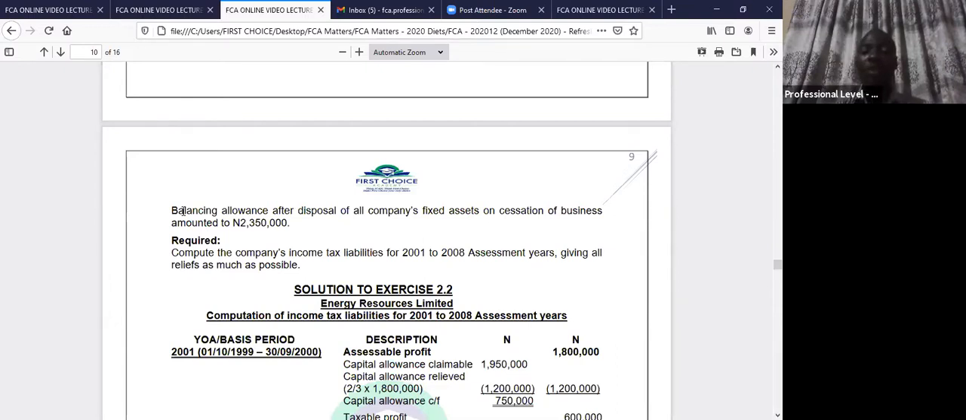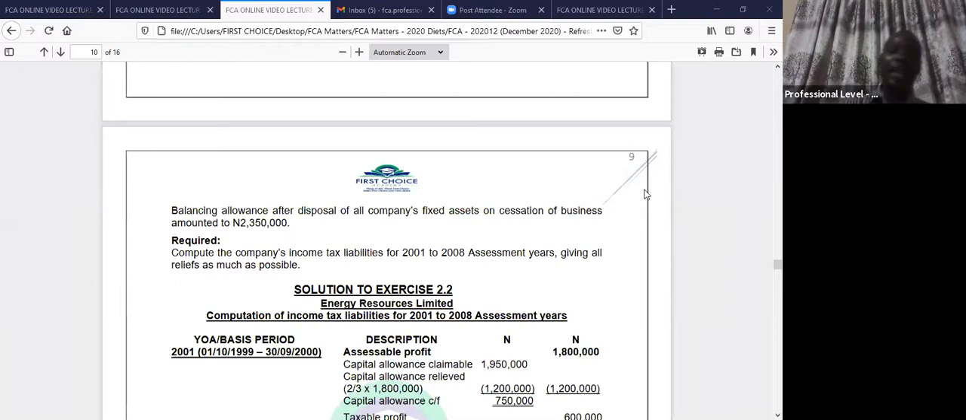The government is going to ask you to claim it as a balancing allowance. So that is the balance the government is supposed to give you. By taking 2 million, it means you have realized 2 million out of the 2.5. The remaining 500 is a balancing allowance, which is normally added to your capital allowance. Okay, now you have 2.5 million.